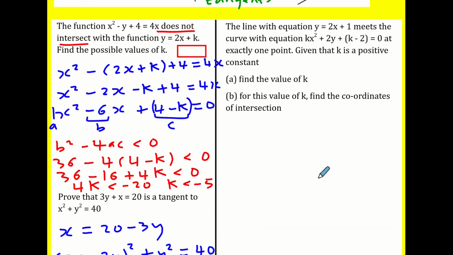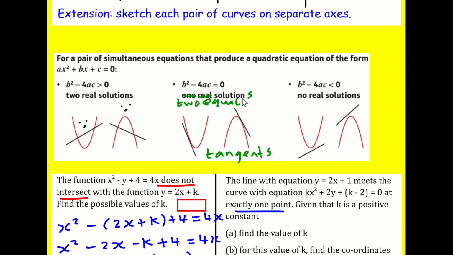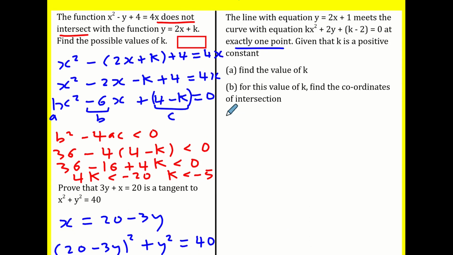Okay, one more. Give this a go. So now we're told that, I suppose that's another way of saying it meets at exactly 1 point. Maybe I'd take this, but I'm not happy with the one real solution, but it's okay to say that it meets at 1 point. Subtle difference. So I'm going to substitute in. We've got kx squared plus 2 lots of 2x plus 1, plus k minus 2 equals 0. So I've just taken this equation and substituted in for y.